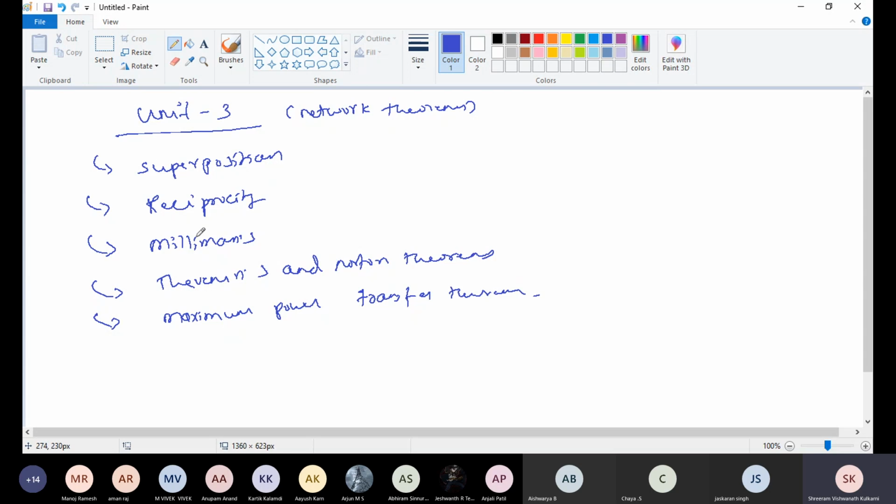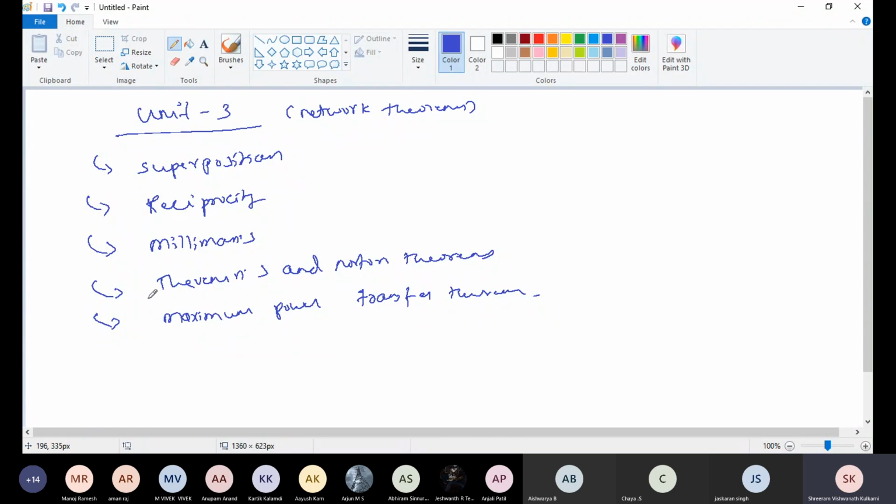Okay, 1, 2, 3, 4, 5, 6. Total 6 theorems are there in Unit 3. Depending upon the theorems, they are going to ask some numericals. So for that, we need to understand the basics behind all these theorems first.